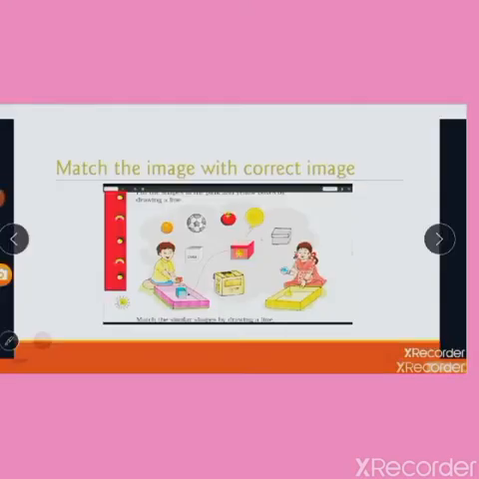Children, now you're going to match the image with the correct shapes. Similar shapes we are going to match over here.